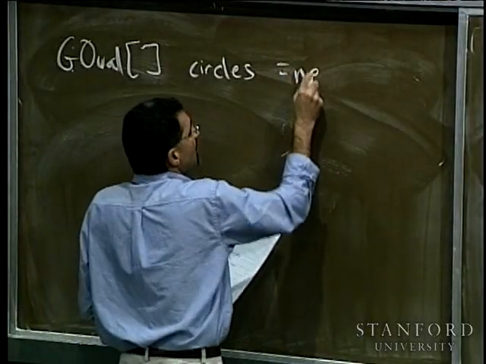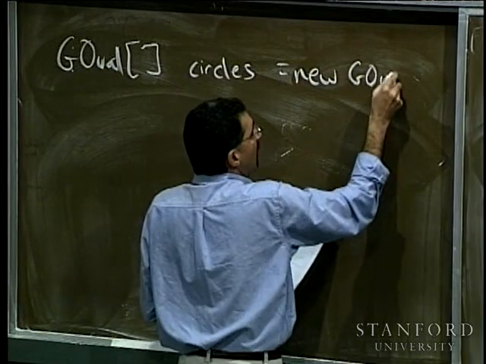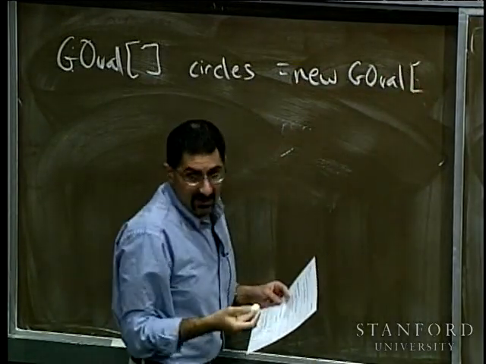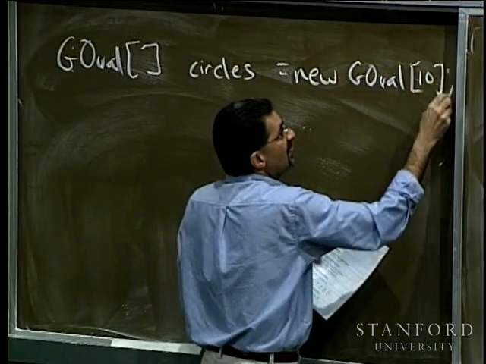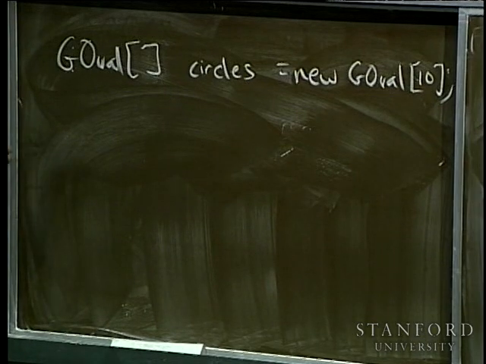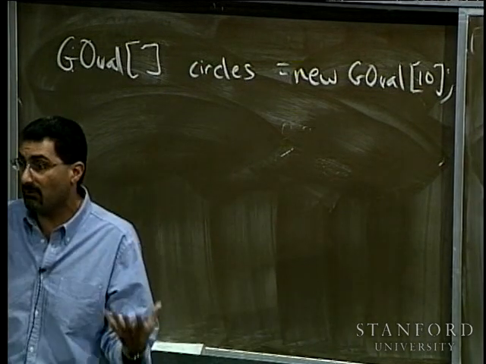And then I'll say new GOval, and here's where things get a little funky. I say new GOval, and then let's say I want to have 10 of these things, I put a 10. Notice this looks different. Even though I use the new, it's different than the syntax for creating one new oval, right?